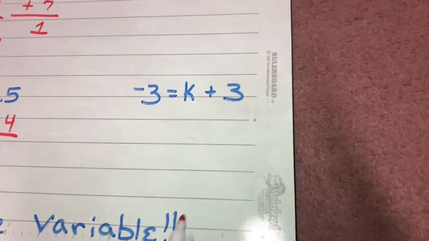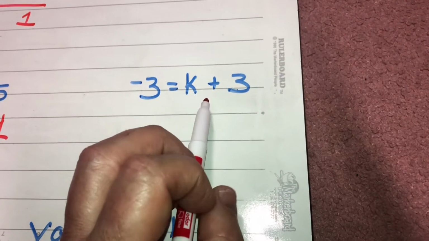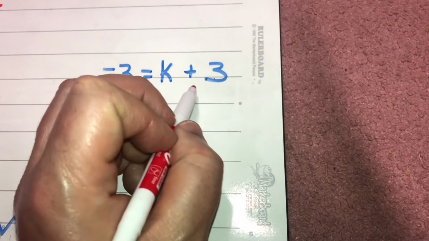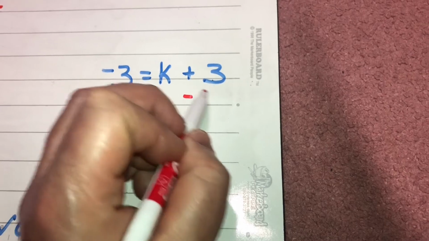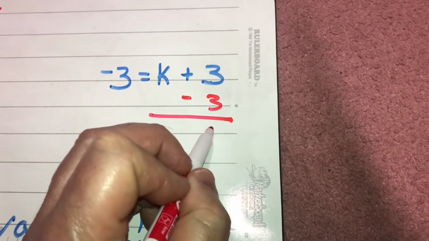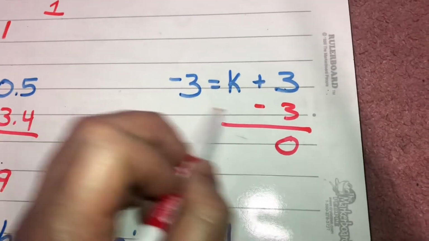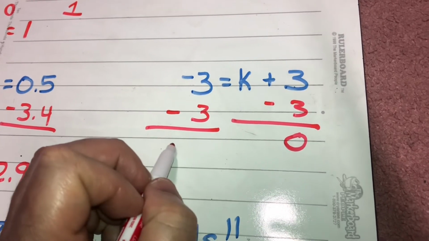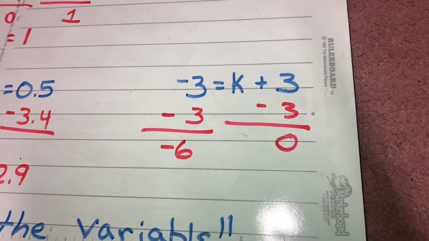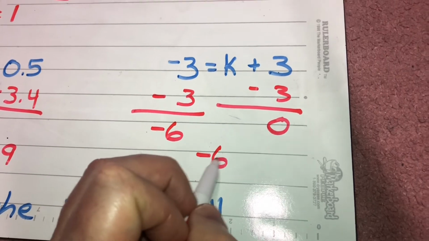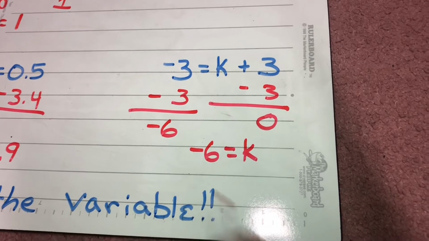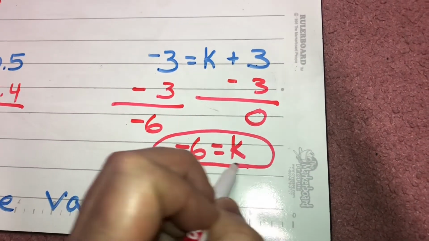Negative 3 equals k plus 3. Once again, I want to isolate the variable. It doesn't matter whether the variable's on the right side or the left side. I want to get k by itself. This is a plus 3 or a positive 3, so to get to 0, I'm going to subtract 3. That gives me 0. And since I subtracted 3 from this side, I have to subtract 3 from this side. Negative 3 minus 3 equals negative 6. That leaves me with negative 6 equals k, and that's my final answer.